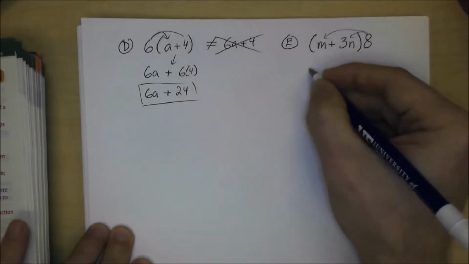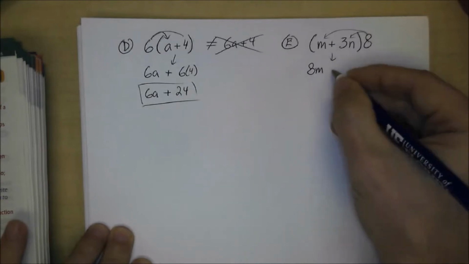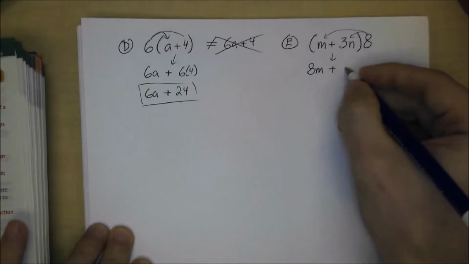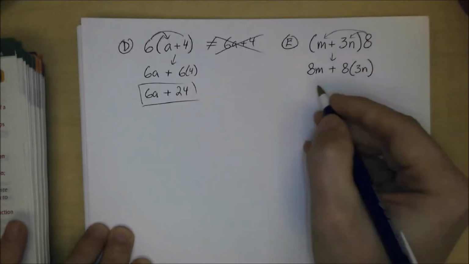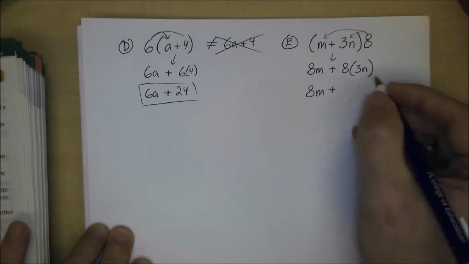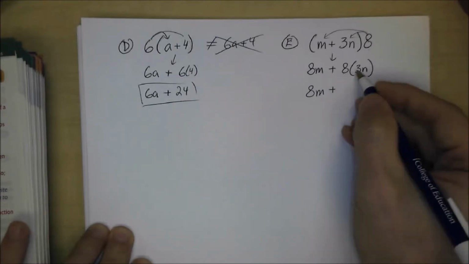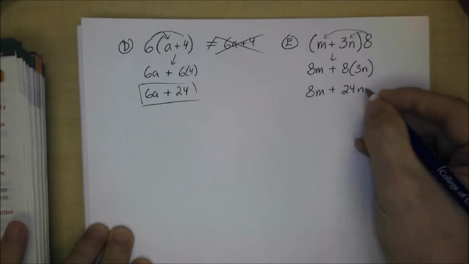So, we've got 8 times M plus 8 times 3N. 8 times M, I can't simplify because I don't know what M equals. 8 times 3N, well 8 times 3 is 24, and my N's right there because I don't know what that equals.